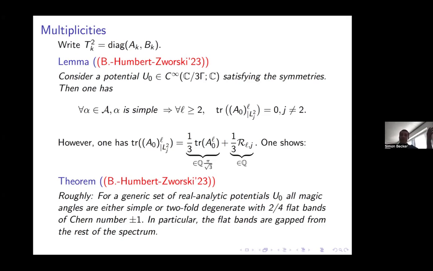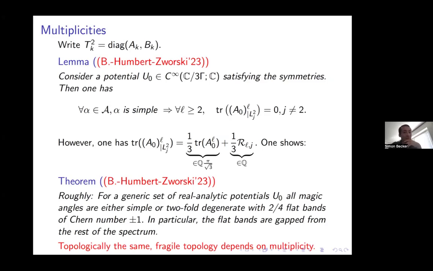So if you have 2 flat bands, one of them will essentially have Chern number +1, the other one -1, but they're the same energy. And for 4, 2 will have +1, 2 will have -1, and in total it's again 0, but everything happens at the same energy level. Okay? All right.